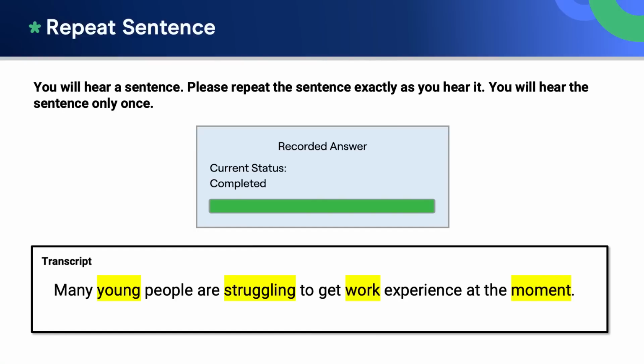Okay, how did you go? You probably realized you need to listen very carefully to the sentence. If you don't hear it properly, you won't be able to say it correctly. Make sure you understand what the speaker says and try to listen for the parts that are being stressed. These are the parts said a little bit louder or longer. Notice how the words young, struggling, work, and moment are all stressed. These words help the natural rhythm of the sentence.